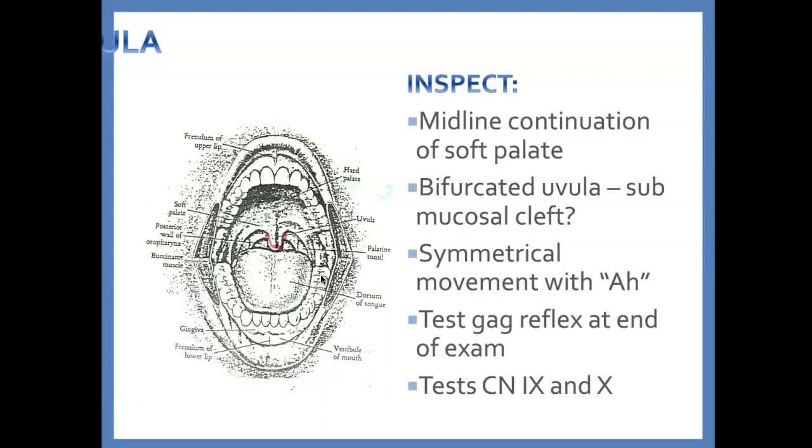That uvula should be midline. It comes off the back of the soft palate and just hangs down there. It should be midline and symmetrical. If it's bifurcated, it might have been left over from a cleft palate.